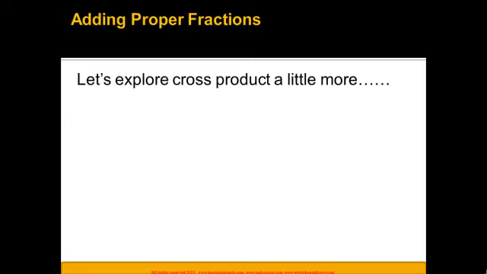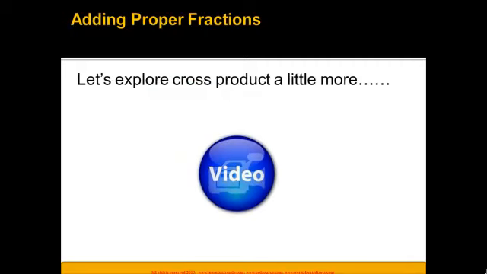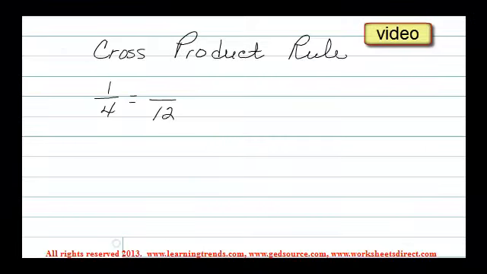Let's explore the cross product rule a little more and look at fractions where we are given the denominator of the second fraction and need to find the numerator. In our first example, we have 1/4 as our fraction, and in our second fraction we have a denominator of 12, and we can use the cross product rule in order to determine what the numerator should be in that second fraction.